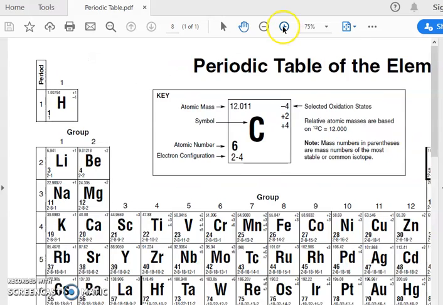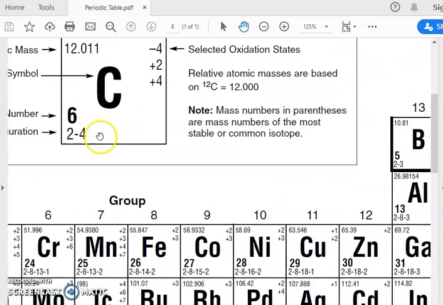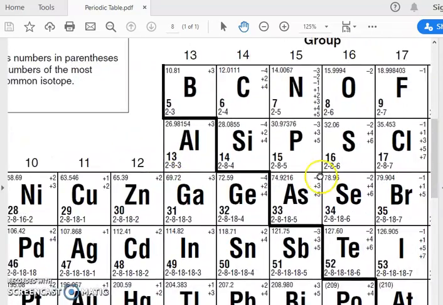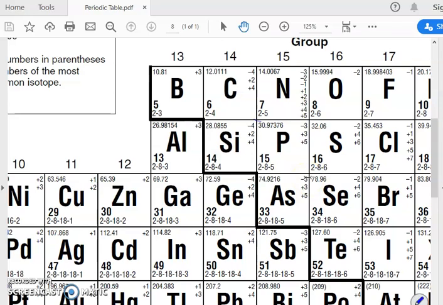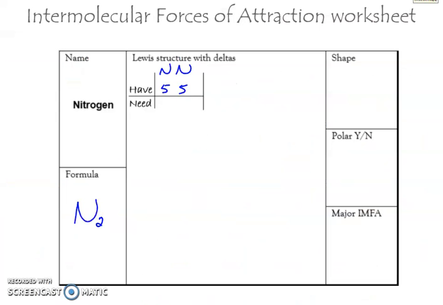Just to prove it to you, I'll show you here. We'll zoom in and look at the electron configuration for nitrogen. Nitrogen's electron configuration is 2-5. The 5, the last number, is the number of valence electrons. That's what we need to consider when we're doing our have-needs analysis. So we have 5 valence electrons each, which means a grand total of 10 valence electrons to work with.